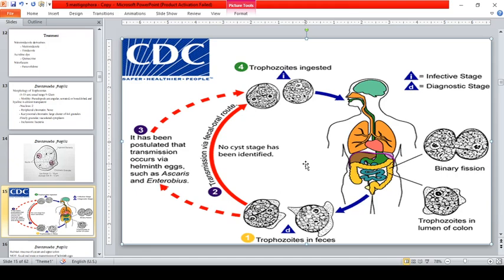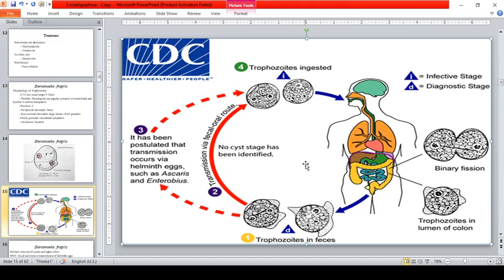Okay? But one thing is not clear to me, guys, kasi nga this is a trophozoite. And it was mentioned that this is a fragile parasite. However, it can infect an individual with its trophozoite only. Diba?